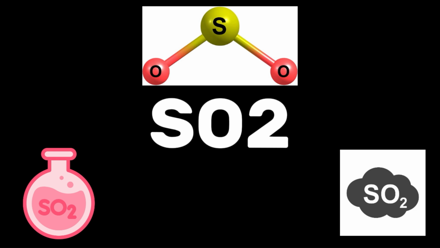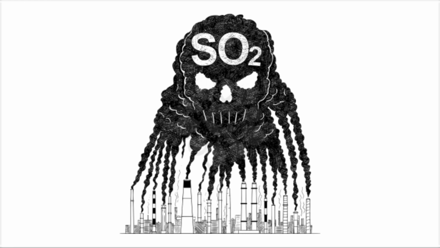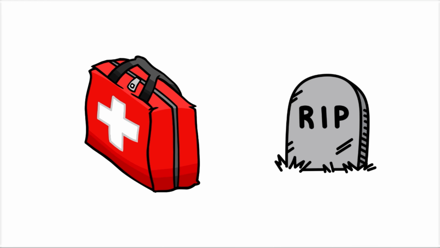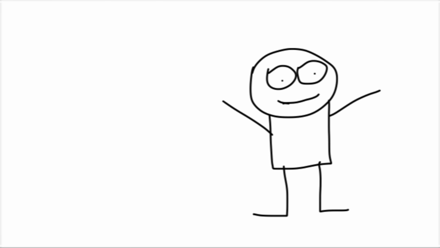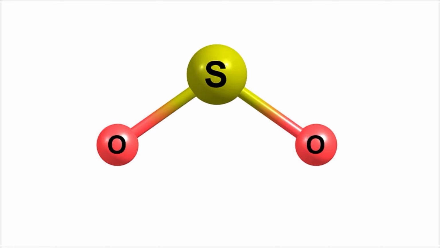Explaining sulfur dioxide. Sulfur dioxide is a deadly colorless gas that has inflicted immense damage on Earth's ecosystem. In this video, you will learn how it can be used safely and how it can be dangerous. So, sulfur dioxide is an acidic compound gas made of one sulfur molecule and two oxygen molecules.